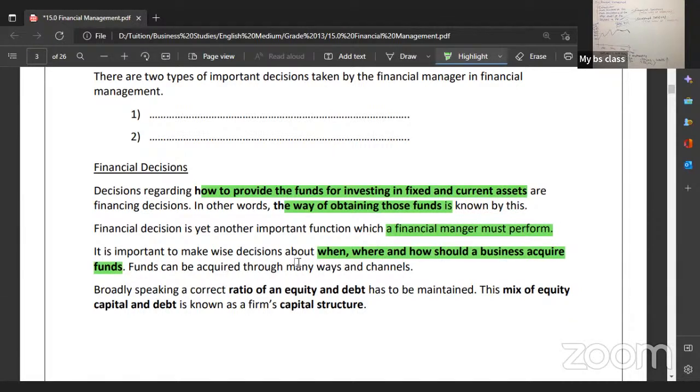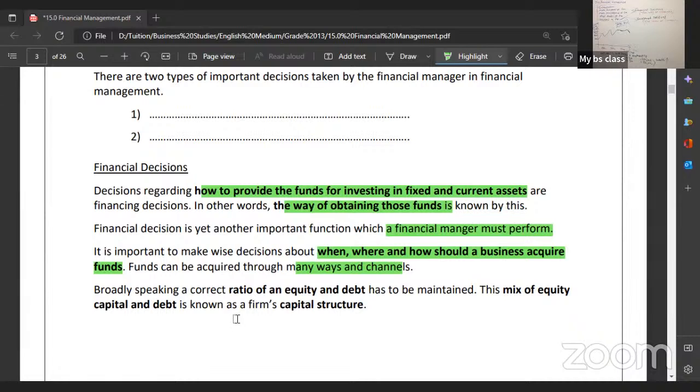Funds can be acquired through many channels. We can sell our resources, current assets and non-current assets, to get money. We can take bank facilities, a bank loan or overdraft. We can keep expenses unpaid, we can accrue the expenses. That's also one way, right? And we can ensure the profits are not distributed. We can retain the profit, what is known as retained earnings.